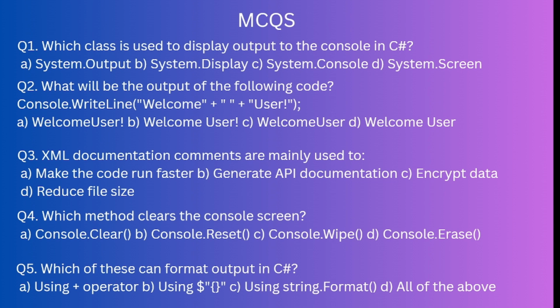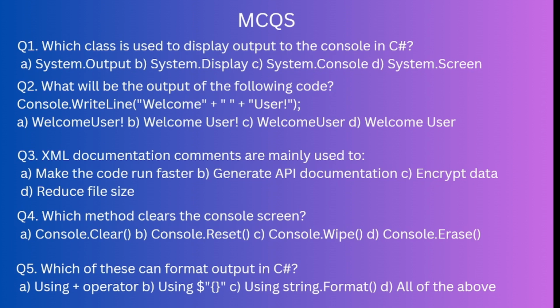Which class is used to display output to the console in C sharp? System output, system display, system console, system screen. The answer is system console. What will be the output of the following code? Console.WriteLine, welcome, space and user. So this is option B, welcome user. XML documentation comments are mainly used to: make the code run faster, generate API documentation, encrypt data, reduce the file size. The answer is generate API documentation.